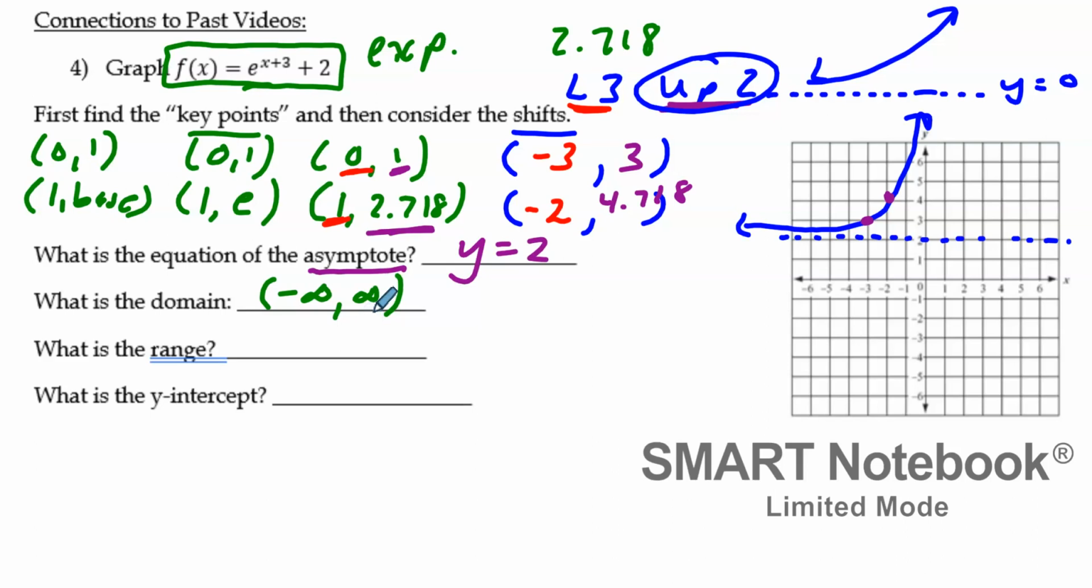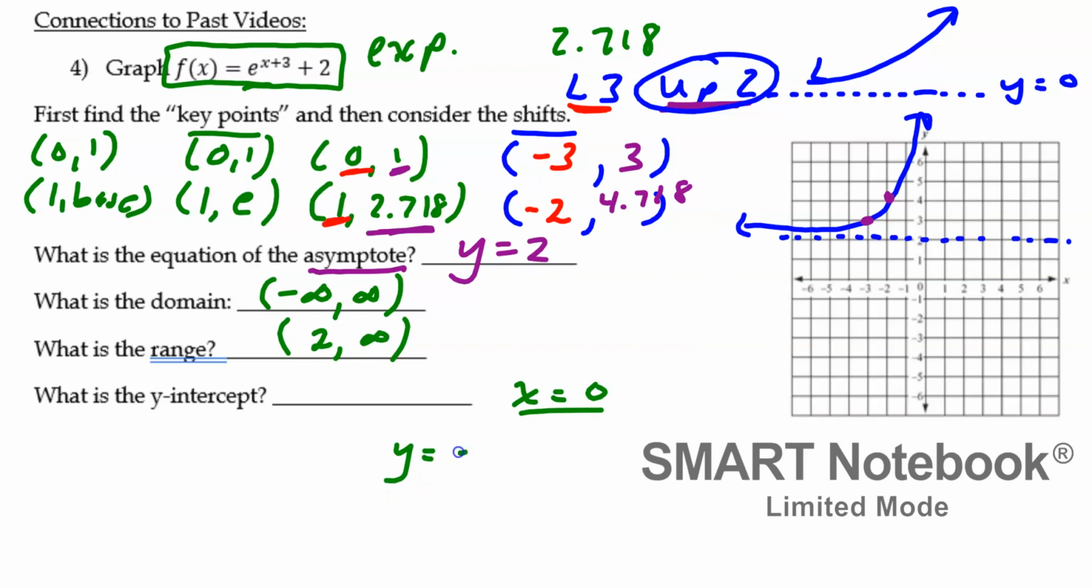What is the range? We're going from bottom to top. So the lowest y value is 2, not included, up to positive infinity. And then what is the y-intercept? Well, it doesn't look like we see it on the graph, but we can find it by plugging x equals 0 into the original equation.